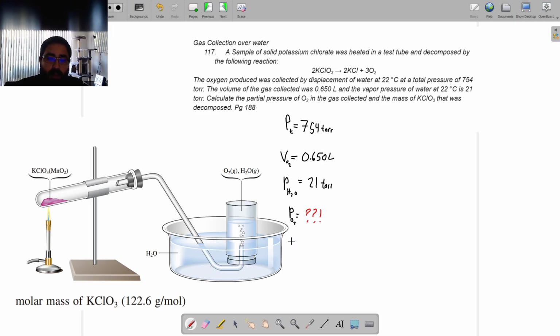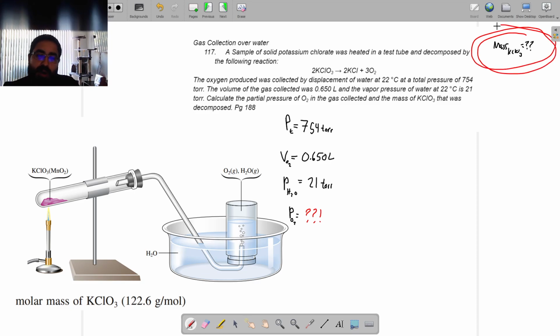We don't know the mass of KClO3; that comes at the end. So I'm going to write that somewhere over here because I don't want to forget it. Whenever I do longer problems or two-part answers, I always forget. It always helps me to make a little note off to the side to remember what the overall goal is. It's easy to lose sight of what's important with problems like these.